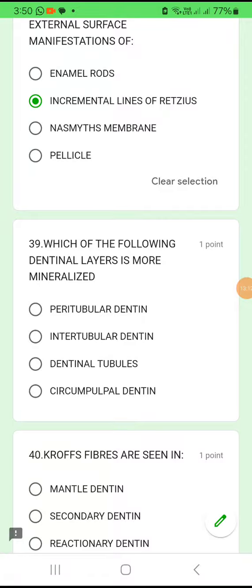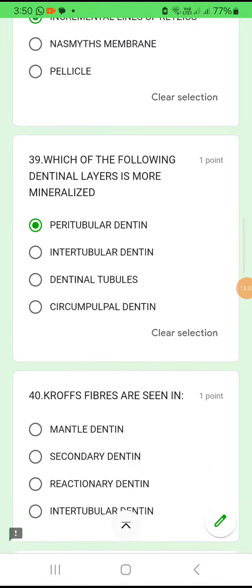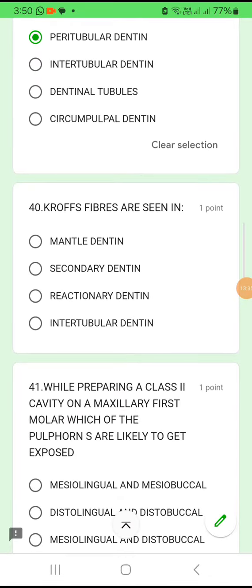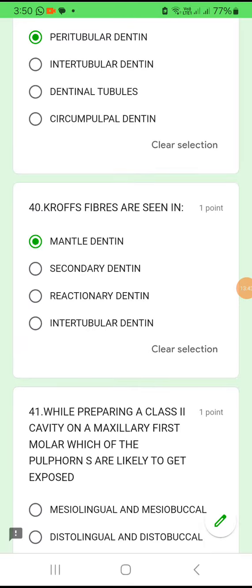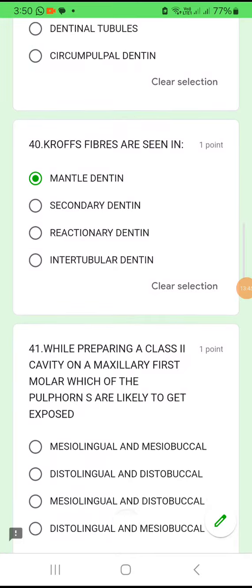Question number 39. Which of the following dentinal layers is more mineralized? Whether the peritubular area of the dentine, or between two dentinal tubules, that is the intertubular area, or the dentinal tubule itself, or the circumpulpal dentine area. So the most commonly mineralized area is the one which is surrounding the dentinal tubule, that is peritubular dentine area. Korff's fibers are seen in mantle dentine or secondary dentine or reactionary dentine or intertubular dentine. Korff's fibers are seen in mantle dentine. Okay, Korff's fibers are seen in mantle dentine.